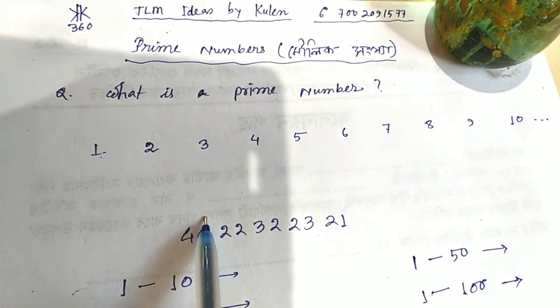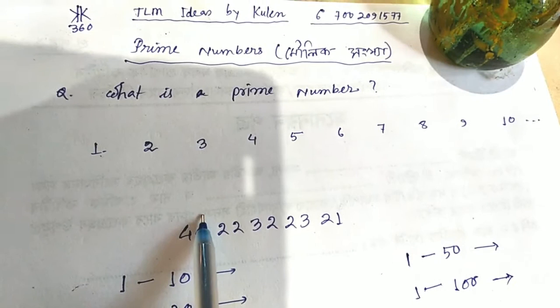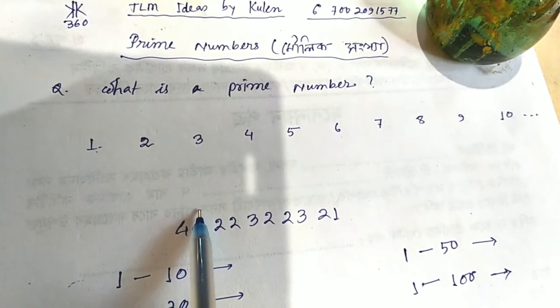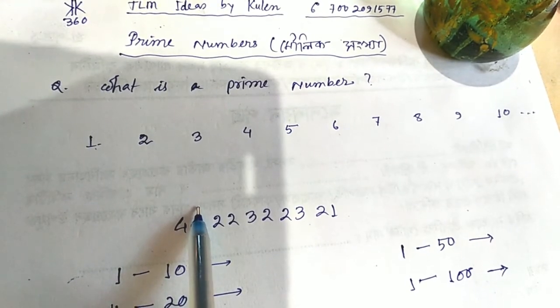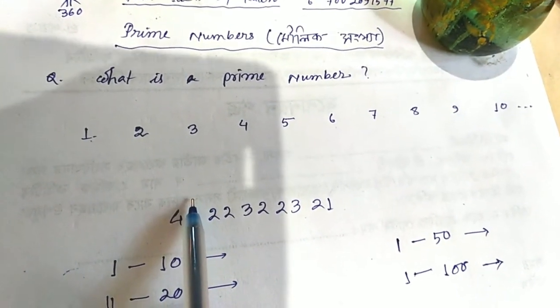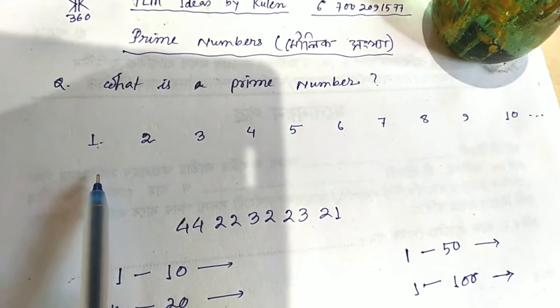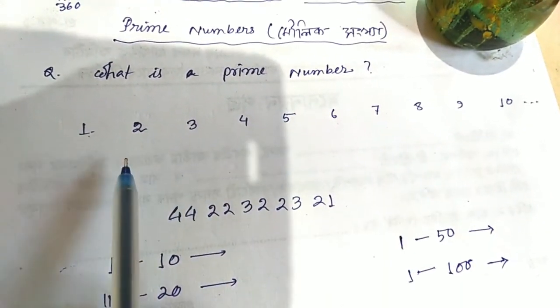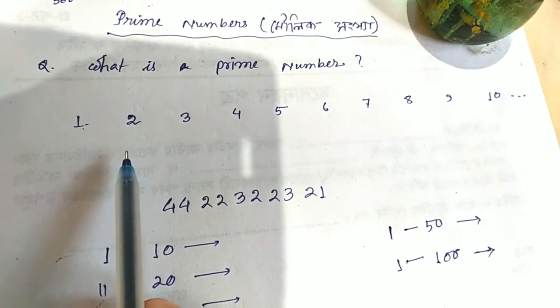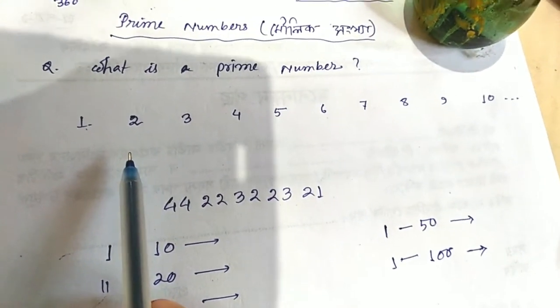So today our topic is to discuss prime numbers. So what is a prime number? Prime numbers are those numbers which are divisible by 1 and the number itself. So if we take some numbers starting from 1, then 2, 3, 4, 5, 6, etc., then we get the prime numbers.